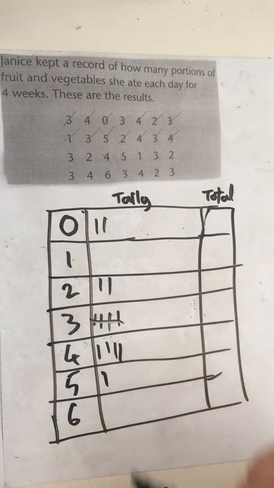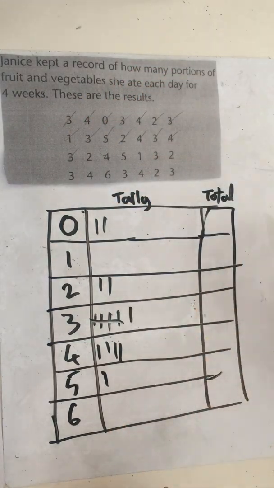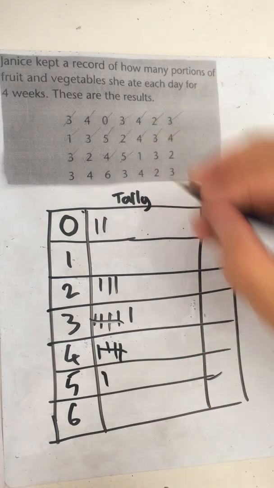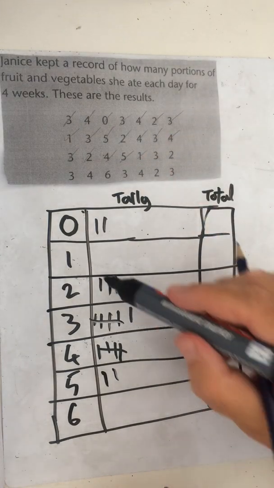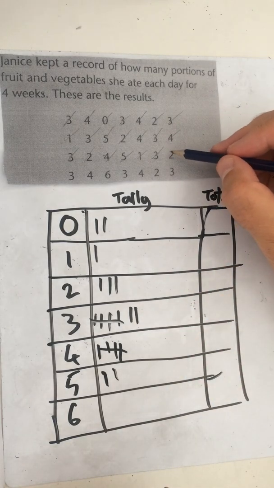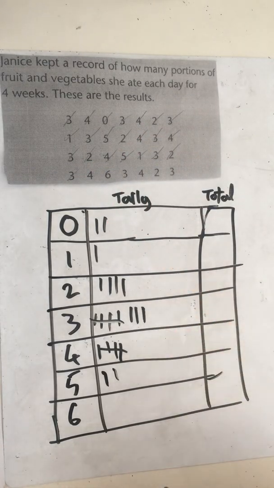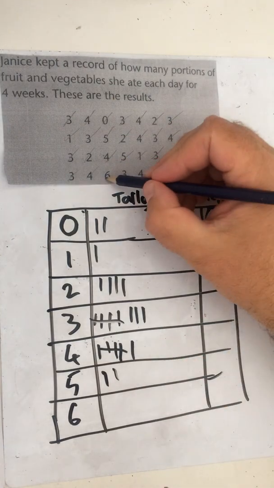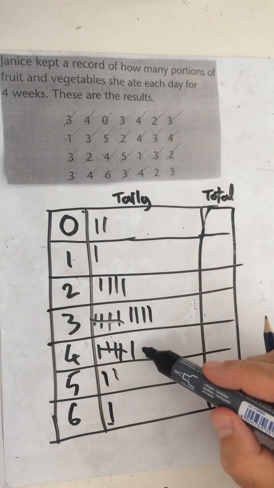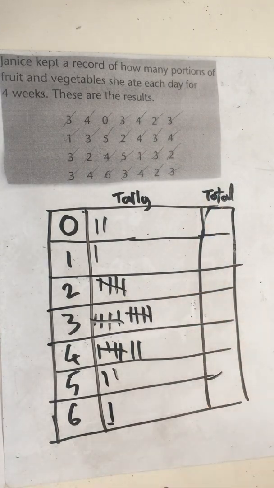4, 3, oh yeah, 3, 2, 4, cross that to there, 5, 1, 3, 2, 3, 4, 6, 3, 4, 2, 3. Cross it off there, so I can see now.